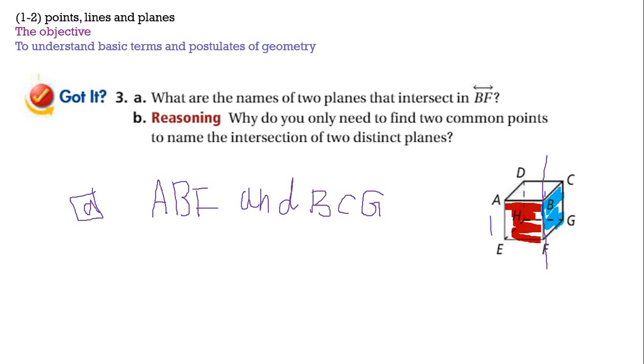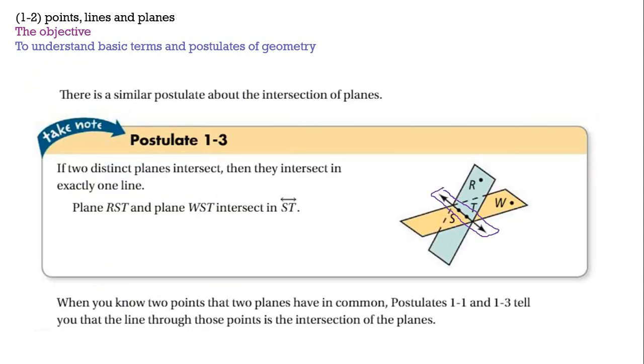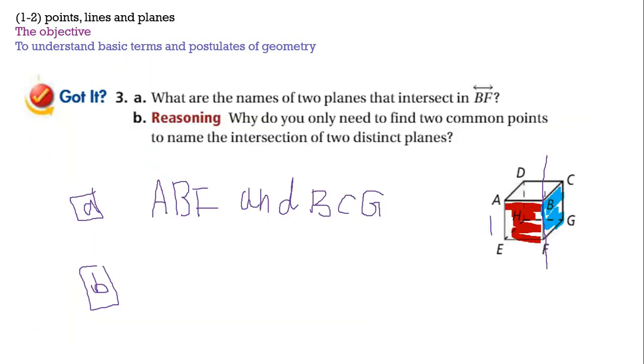So logically, when you think about it, why do I need 2 points to name intersecting planes? According to the postulate that I just said, this postulate says any 2 planes intersect in a line. So because they are intersecting in a line according to the postulate, and the line is named by only 2 points, we just say that. So let me write for you the answer.